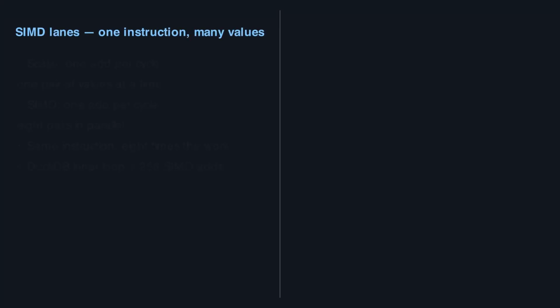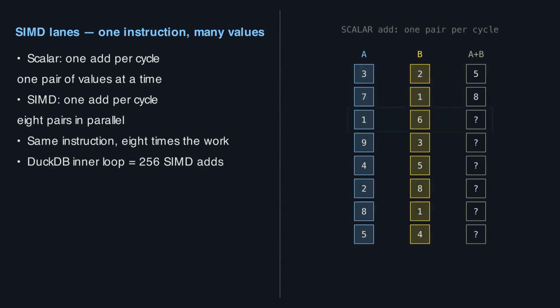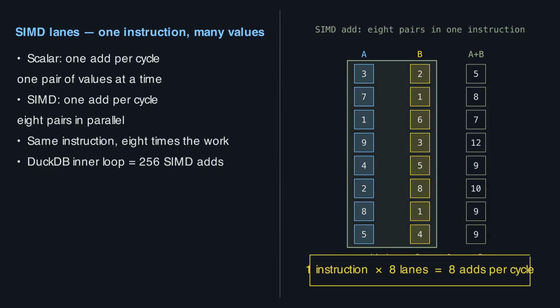SIMD stands for single instruction, multiple data. Modern CPUs have wide registers, 256 bits, sometimes 512. And instructions that apply one operation across all the lanes at once. A scalar add operates on one value and finishes in a cycle. The corresponding 8-lane SIMD add operates on 8 values and finishes in the same cycle. The instruction takes the same time. You just got 8 times the work.